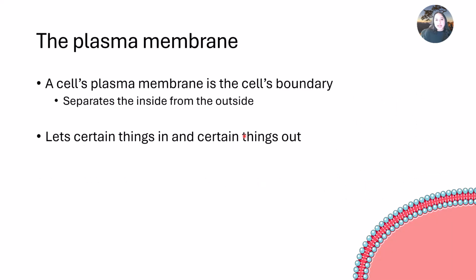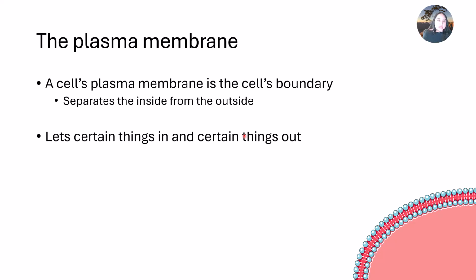Just to go back to the plasma membrane: the plasma membrane is in all cells, whether prokaryotic or eukaryotic, plant or animal. It has to be there because that's what makes it a cell, separate from the environment. A cell's plasma membrane is the cell's boundary. That's what separates the inside from the outside and makes being a cell possible.